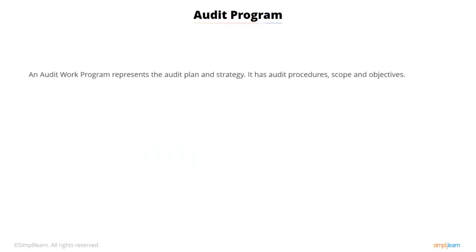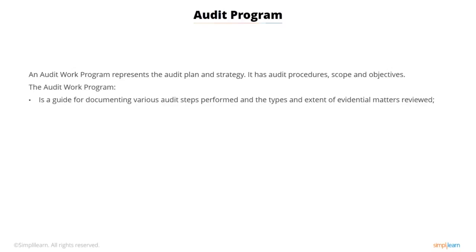An audit work program represents your audit plan and strategy. It has procedure, scope, and objectives. It's basically a guide for documenting the various steps you take during the audit, the type and extent of evidentiary matters reviewed. It gives a trail for the entire process used. At some point, you'll want to do quality assurance of your audit process, and only through an audit work program do you have the trail necessary to do that. And it provides accountability for performance.